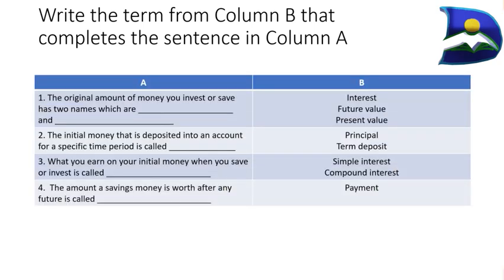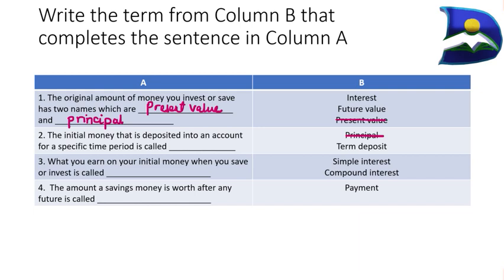And the first one here says that the original amount of money you invest or save has two names, which are what? So looking at column B, we know that yes, present value is where you're starting or how much you're investing at first, or you can actually call that the principal. So the principal is also the money you invest or borrow depending on what you're doing or you're saving. That is the initial money that you're putting into the bank account that you expect, or that investment for you to get future rewards down the road.